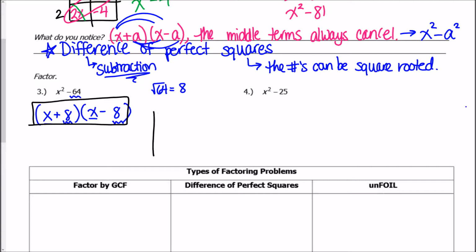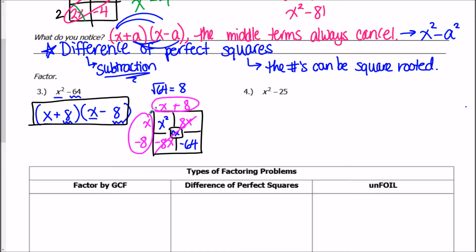Let's talk about how this works in the box. So in my box right here, I know this is x squared. I know that this is negative 64, and I know that there's no x's here, so they have to cancel out. So the only way that this is going to work is if I put an x here and an x here. And if I put the same number here as I do here, but one of them has to be positive and the other one has to be negative for these to cancel out. And that's how we get x plus 8 times x minus 8. Okay? All right, let's try the next one, please.